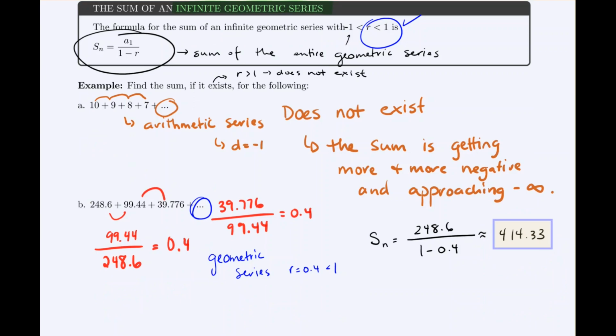So if you're looking at a series that goes on based on the dot dot dots at the end that tells us to keep going on forever, you first need to check, is it arithmetic or geometric? If it's arithmetic, the sum does not exist because it's either getting infinitely large or infinitely small. But if it's geometric, then in that case, if the common ratio is between -1 and 1, we can use this formula to find the sum of all the terms in the series added together.